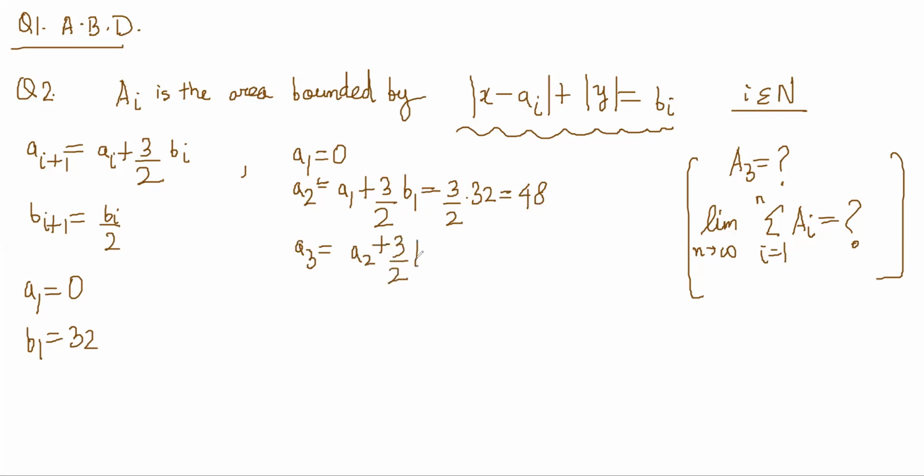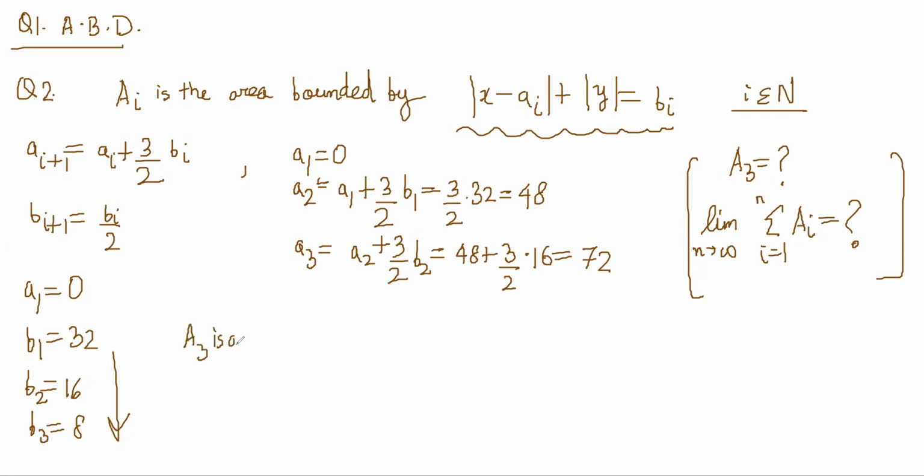plus 3 by 2 b2, and a2 is 48 plus 3 by 2 of 16. b2 should be 16, no? b2 is bi by 2, so b1 is this, b2 is 16, and b3 is 8, and so on. It keeps reducing by factors of 2. So 3 by 2 into 16 becomes 3 into 8, which is 24, and a3 is 72. Okay, so we have a few values here. So what is a3?